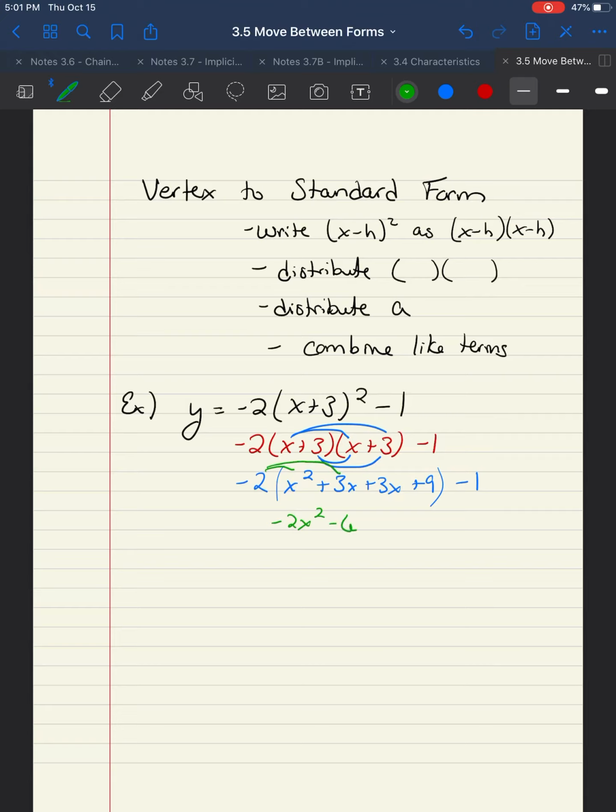To get rid of this new set of parentheses, I'm going to distribute my -2. -2 times x squared, -2x squared. -2 times 3x, -6x. -2 times 3x, -6x. -2 times 9, -18, and then I'm going to bring down the -1 that I haven't used yet. And then to wrap the problem up, I'm going to combine like terms.